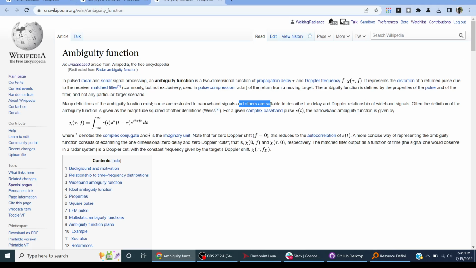For a complex baseband pulse s(t), the narrowband ambiguity function is given by this, where * denotes the complex conjugate and i the imaginary unit. Note that for the zero Doppler shift, this corresponds to an autocorrelation of s(t). A more concise way of representing the ambiguity function consists of examining the one-dimensional zero delay and zero Doppler cuts. The matched filter output is an output of time. The signal one would observe in a radar system is a Doppler cut.